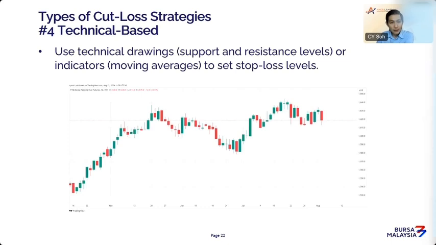Now, let us go through a very simple chart here. So let's say, for example, you enter on this day in this red candle. So your entry price would be the closing price, for example. You are using technical analysis, so what you want to do is draw trend lines or support and resistance levels. In this example, let's say we draw a support level. Here, your support level would be your cut loss level.